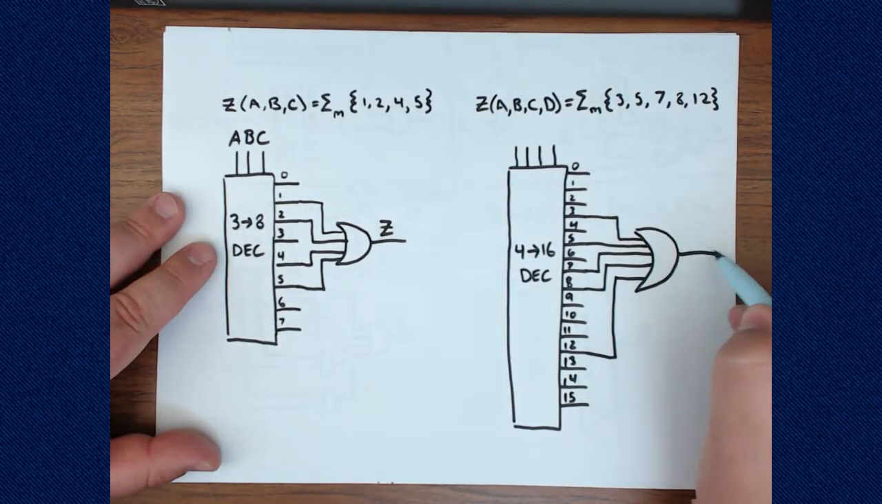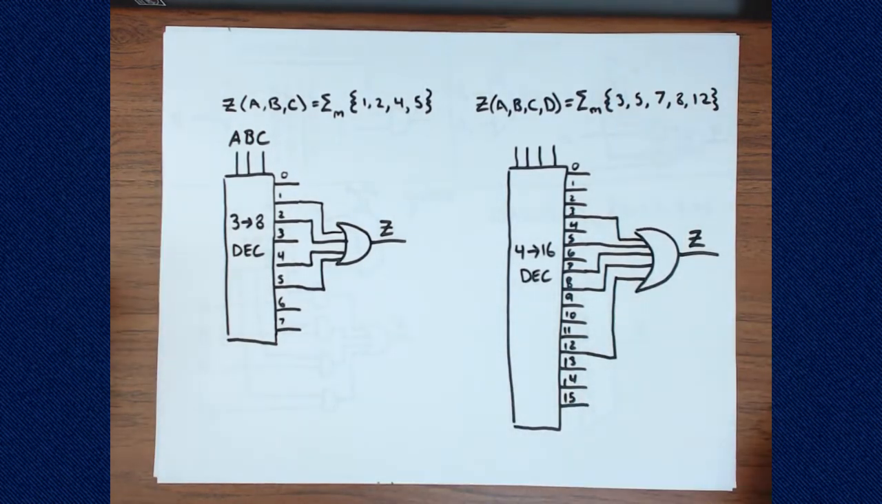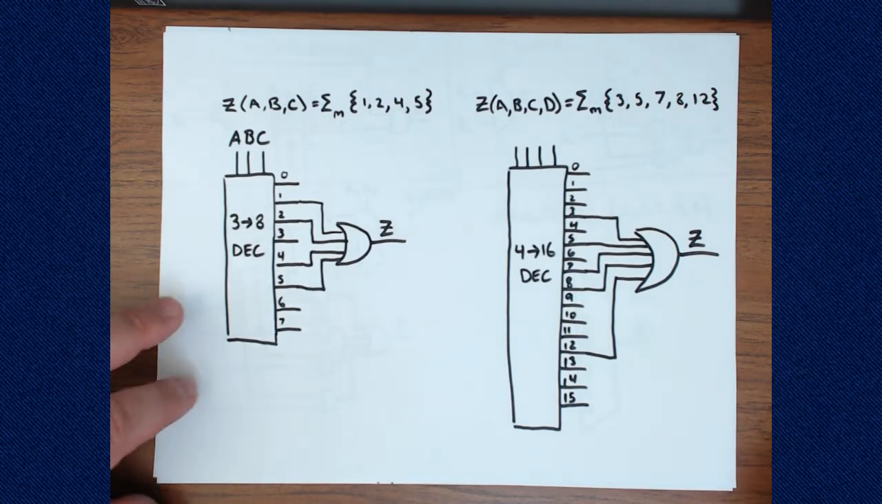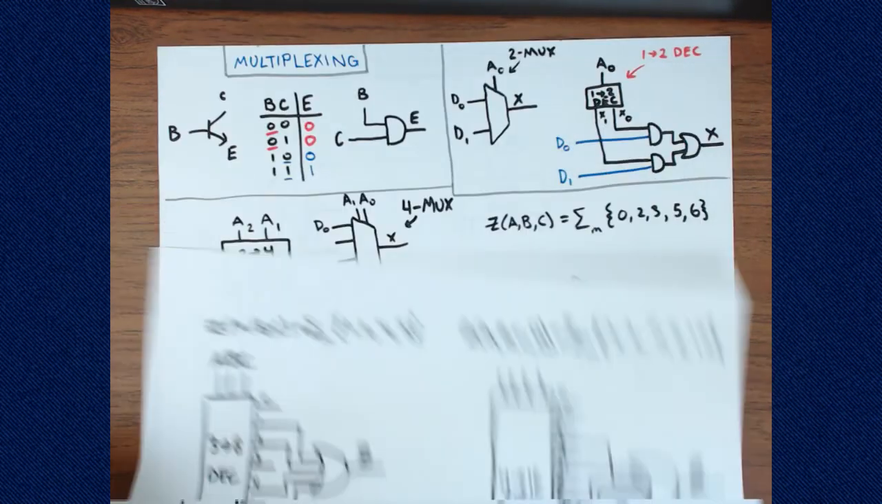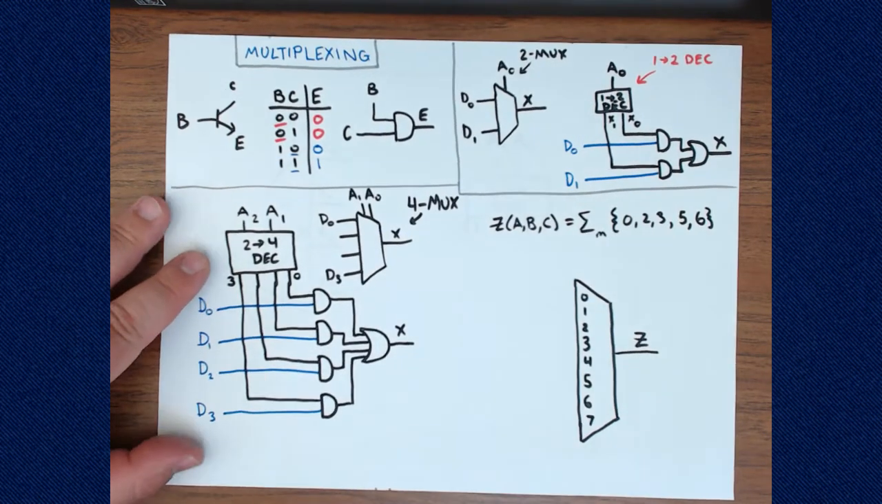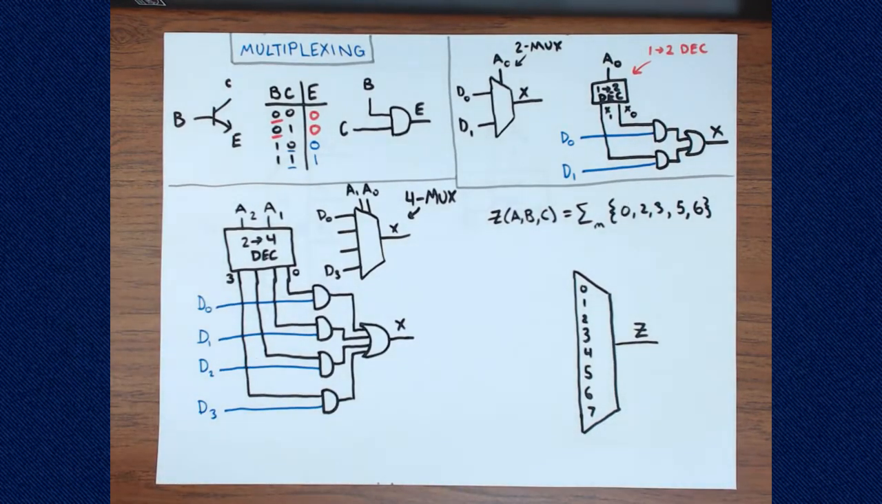And there we have it. With a decoder and an OR gate, we can very easily produce a circuit that performs any logical function we like. All right, so let's now move on to talking about multiplexing and demultiplexing. And we'll start with multiplexing.